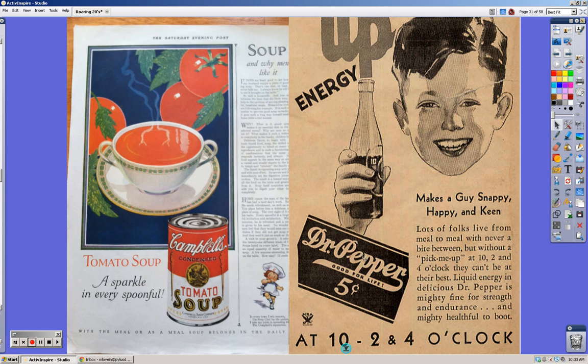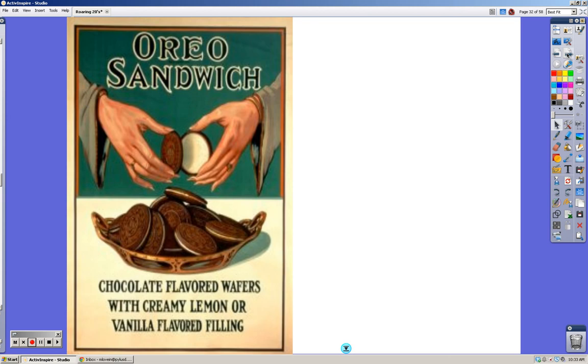Okay, Dr. Pepper is supposed to give you energy. Okay, makes a guy snappy, happy, and keen. And they kind of use it as like an energy drink today. It would be like today's modern Monster. Okay, Oreo sandwiches, chocolate flavored wafers with creamy lemon or vanilla flavored filling. So they had lemon flavored back then. Okay, and this woman looks to have like witch's nails, kind of funny.